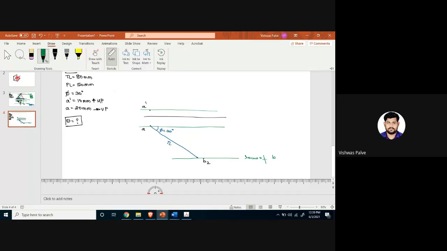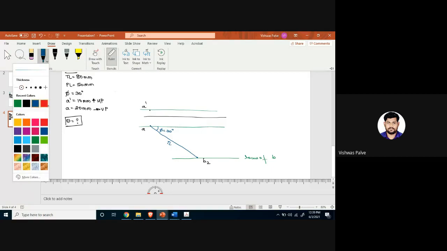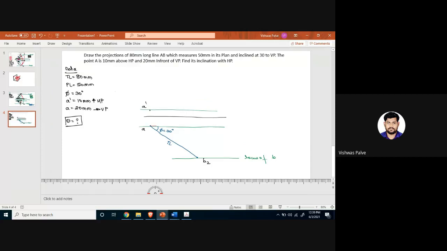Then the plan length is given as 50 millimeter, so you can draw that plan length with the help of red color. Somewhere here you will get that. You have to check whether it is beyond that line with the help of inclination. So here you will get the plan length. This is the rough sketch which I am drawing; you have to draw the fair sketch. I will just explain the steps now.